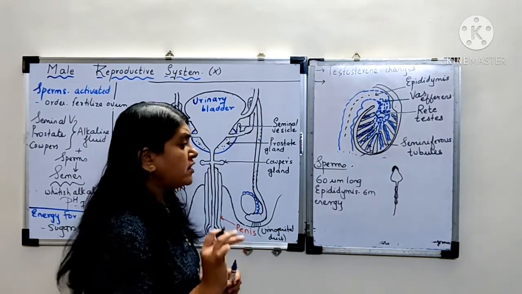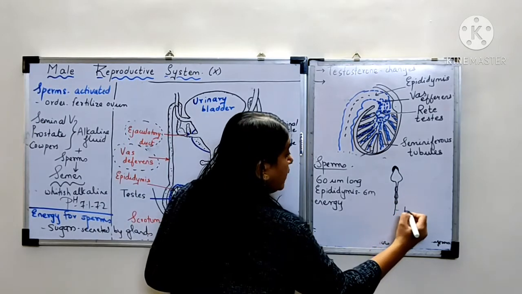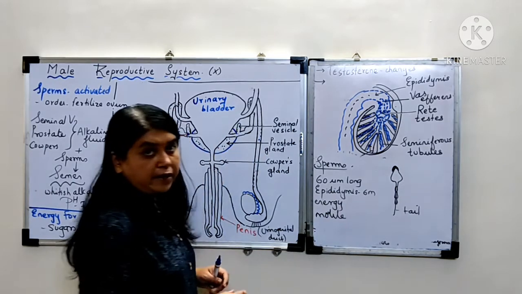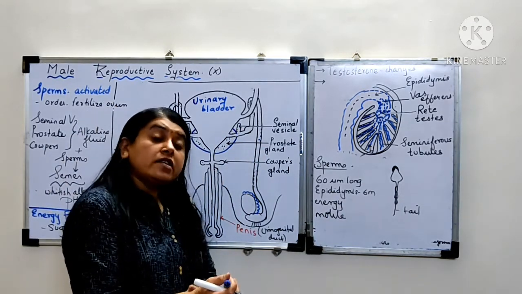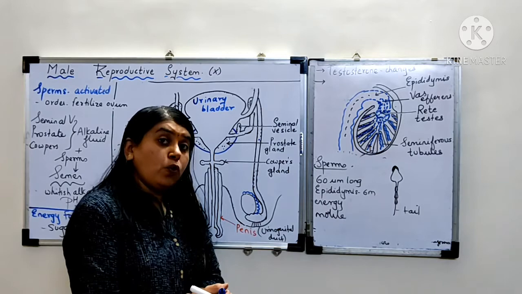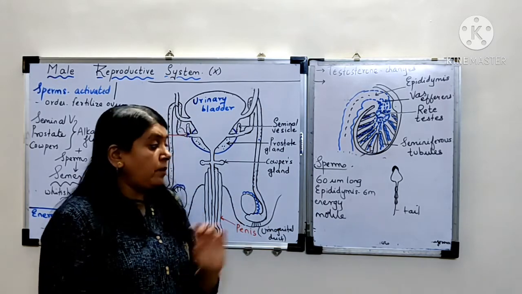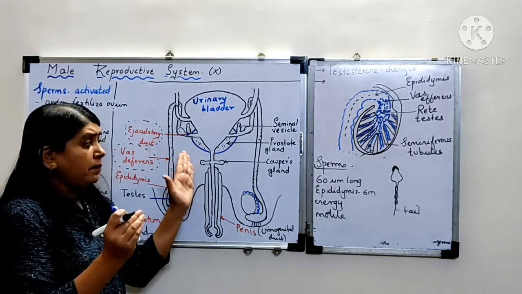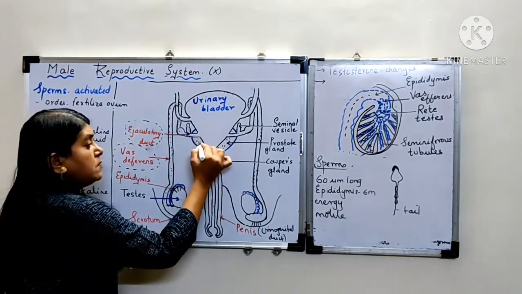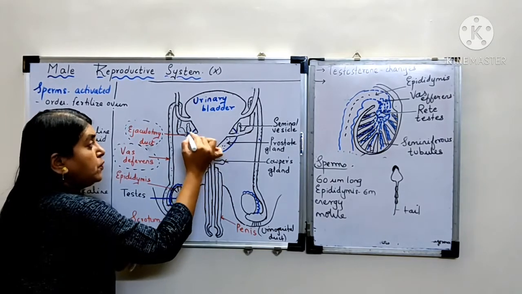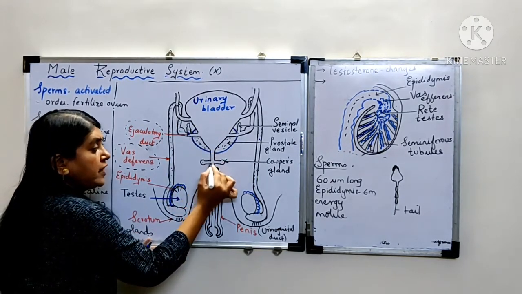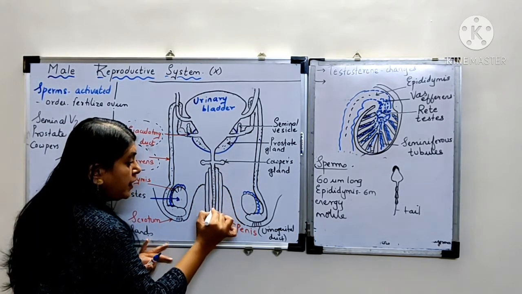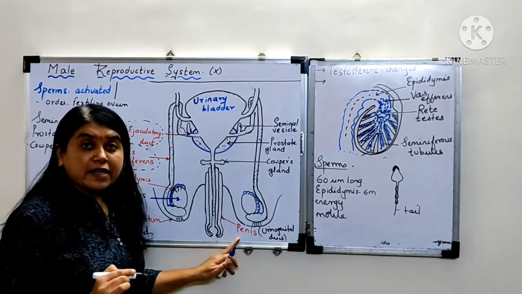One more thing you have to understand over here: sperms have a tail. That is why the sperms are motile. They can move. Since they can move, they are able to fertilize the ovum. Ovum are immobile, but the sperms are mobile. Right? Now, coming back to the diagram, the semen, which is produced by the seminal vesicle, prostate and Cowper's gland, has to pass through this pendulous organ, which is called the penis.